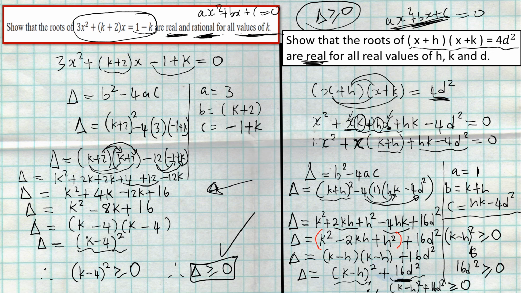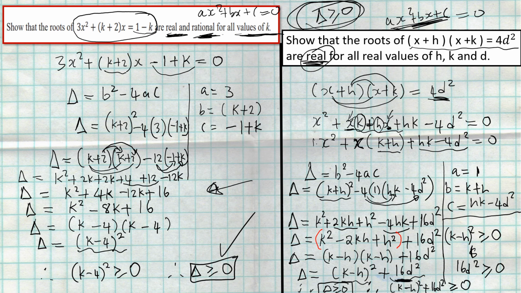Therefore, we can conclude, can you see now? We can conclude that this is our delta. Therefore, delta is greater than or equal to what? 0. Can you see? Now you have shown that the roots are what? Are real. In other words, you have shown that your delta is always greater than or equal to 0. So these are just some tricky yet interesting and simple nature of the roots questions.